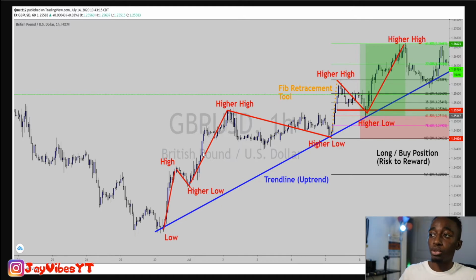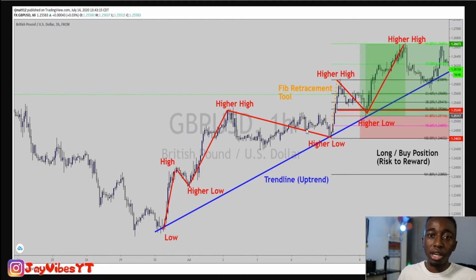Now the third part of this strategy is using our Fibonacci retracement tool. Okay, now this is just a screenshot, so I can't exactly show you where the Fibonacci tool is in TradingView, but I'm pretty sure it's like the fourth or fifth box down, and all it says is Fibonacci retracement tool, and it's 3 little lines.